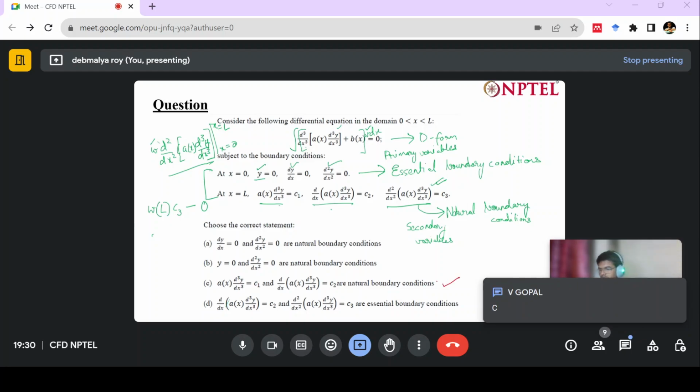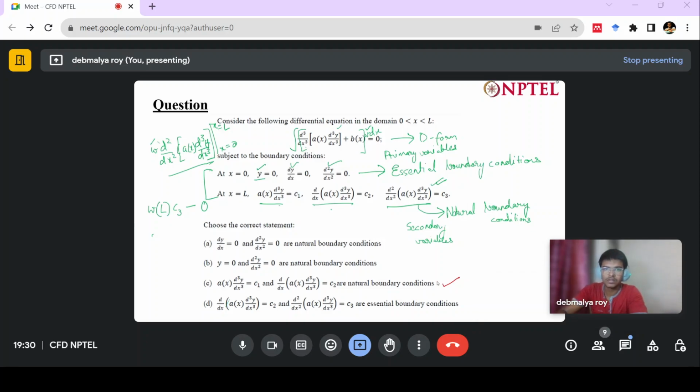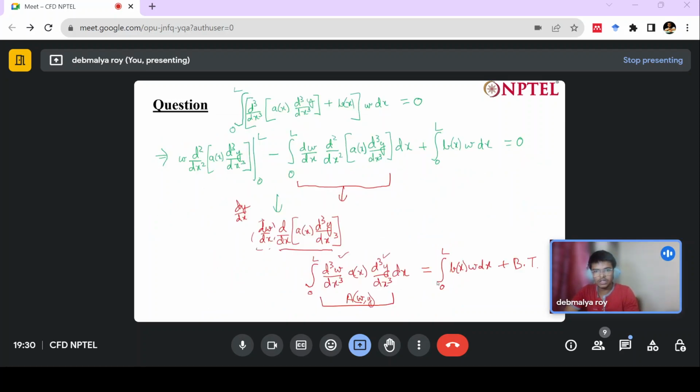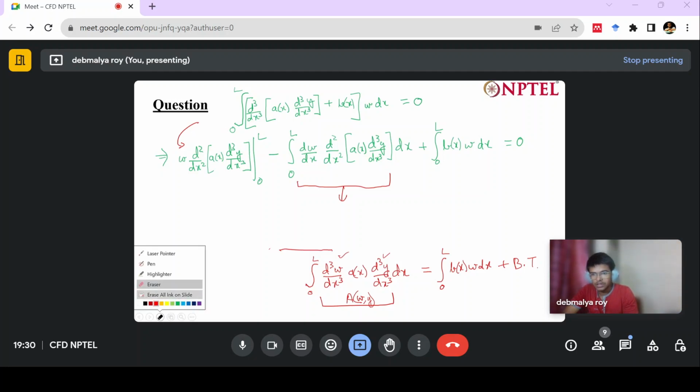Sir, why is d2y by dx square an essential boundary condition? Can you please tell me? Yes, sure. So here we have discussed up to this step, you understood. We are using by parts once. After that, the steps I have not done, but if you do by parts again, you will go on reducing the order of the derivative.